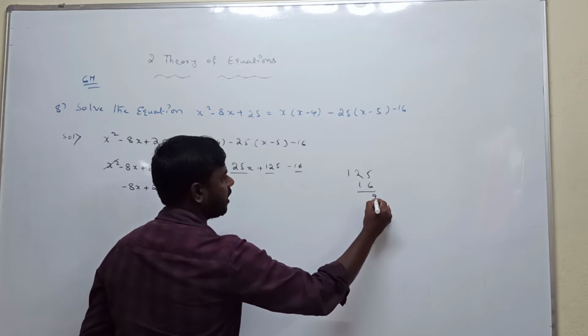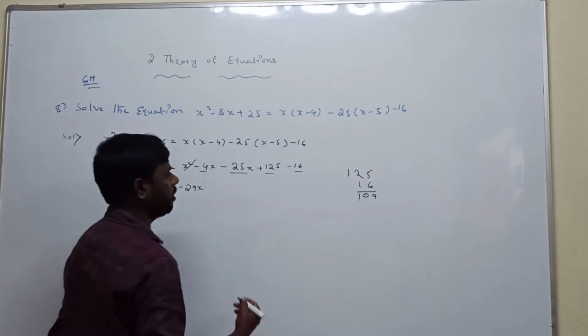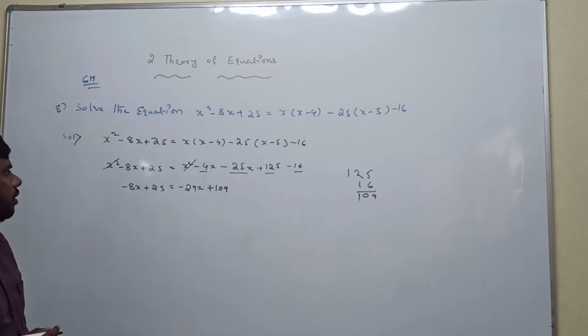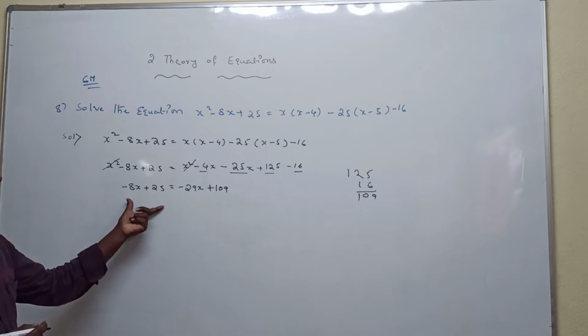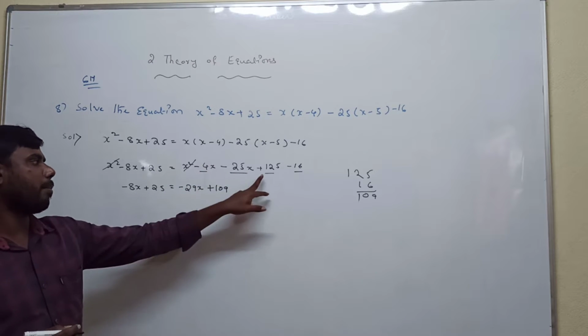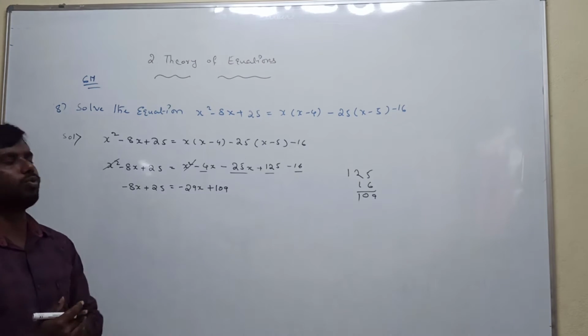So 125 minus 16 is 109, so plus 109. Everyone understood? Minus 8x plus 25 is written as it is. Minus 4x minus 25x is minus 29x. Plus 125 minus 16 is plus 109.